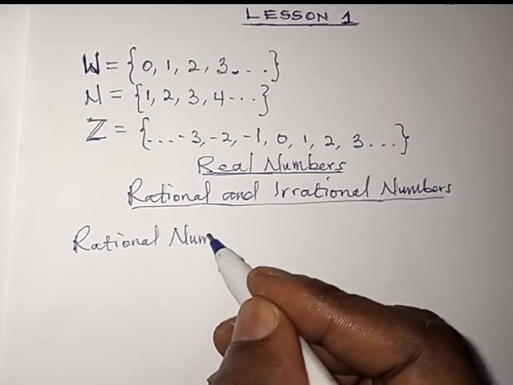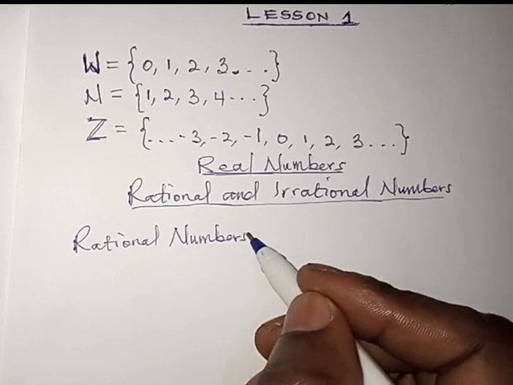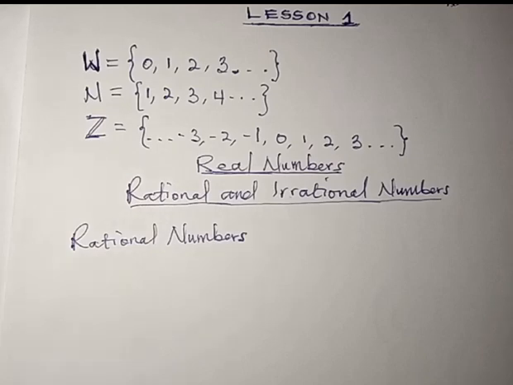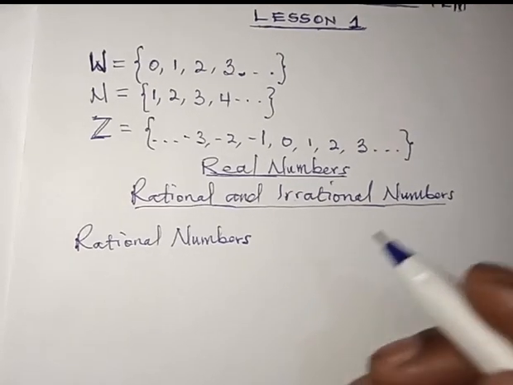Rational numbers. What are rational numbers? Remember, in junior high school mathematics, we said that rational numbers are numbers that can be expressed as a ratio of two integers. I repeat, rational numbers are numbers that can be expressed as a ratio of two integers.